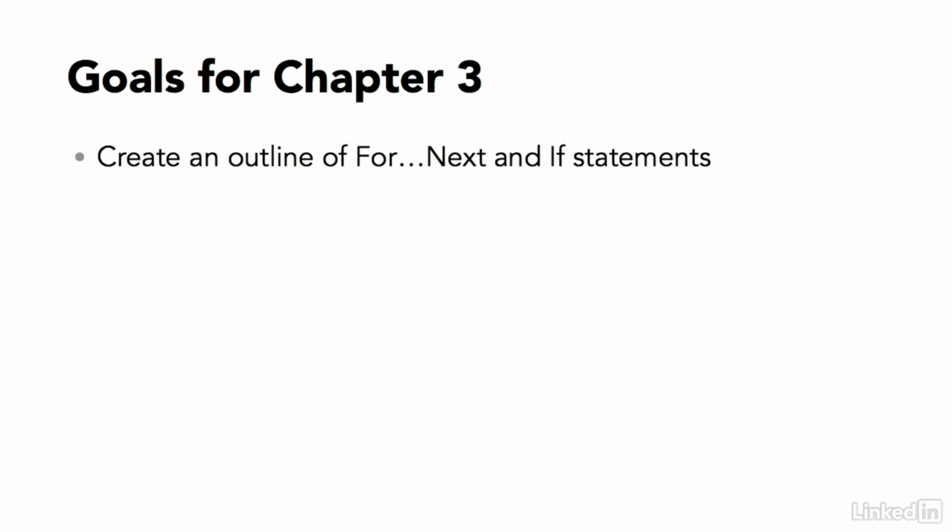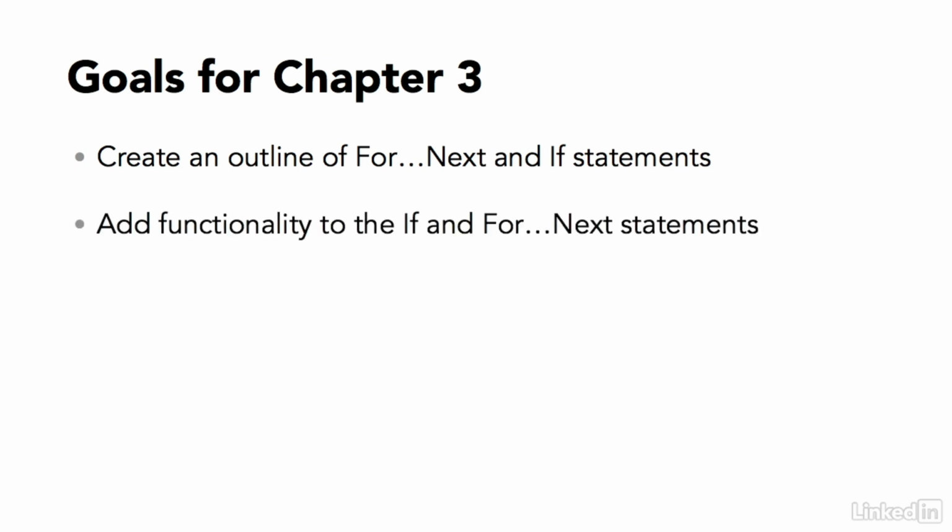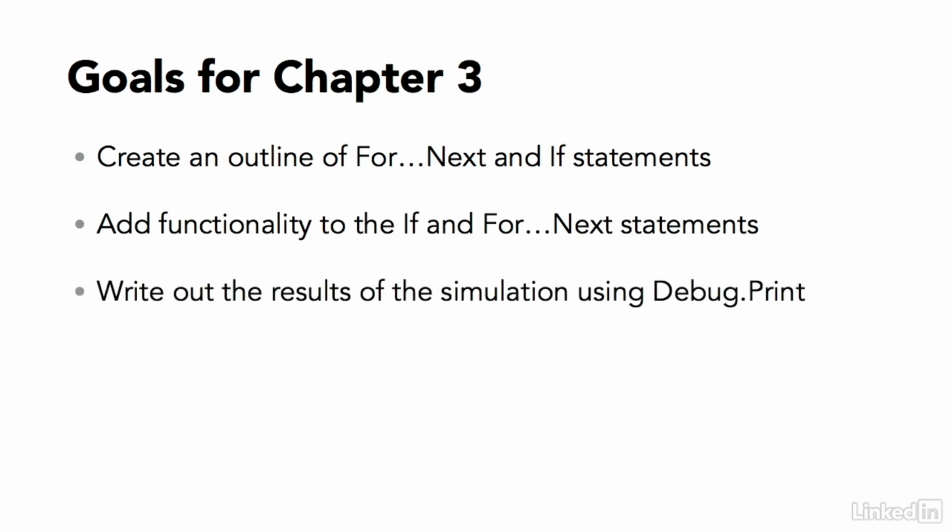Specifically, our goals for this chapter are to create an outline based on for next and if statements. Those loop through each of the ticks in the timer and also each of the customers and stations within the simulation. We'll add functionality to the if and for next statements. We'll write out the results of the simulation again using debug.print. And finally, we will run the simulation to see the results. So with all of that in mind, let's go ahead and add a timer to our simulation code.